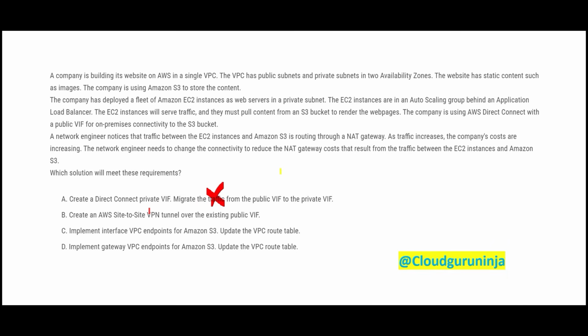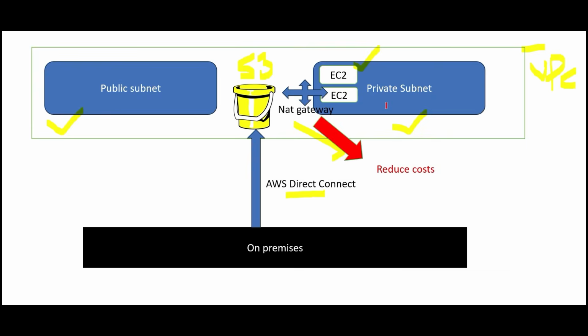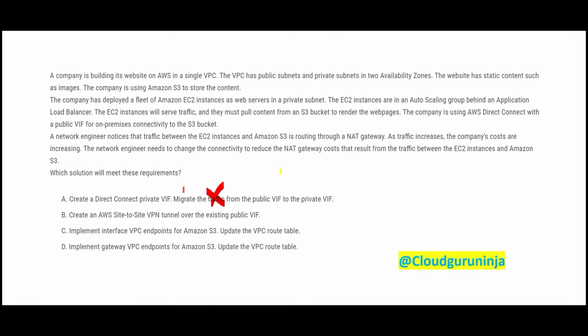Creating site-to-site VPN. See again, this use case is an endpoint use case. This is not a security problem. This is not saying that I'm not able to talk. We already told you, we already have Direct Connect. Okay. Then why site-to-site VPN? No use.